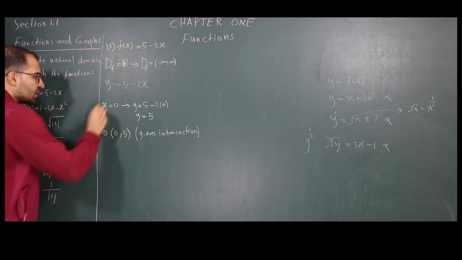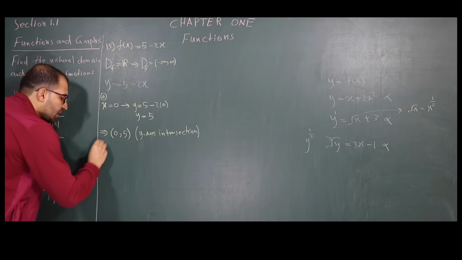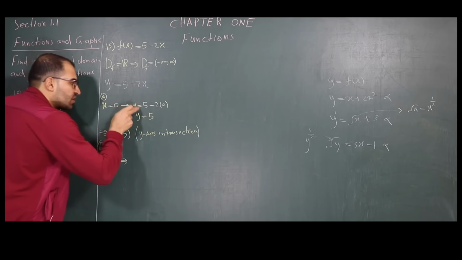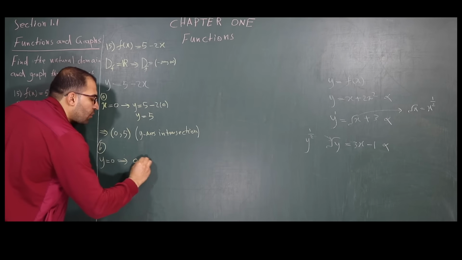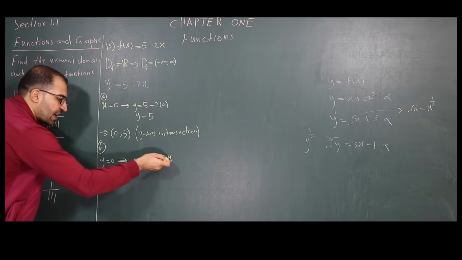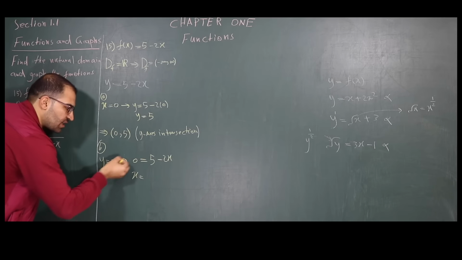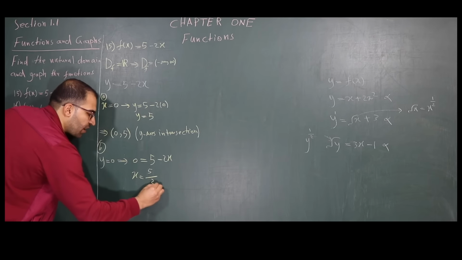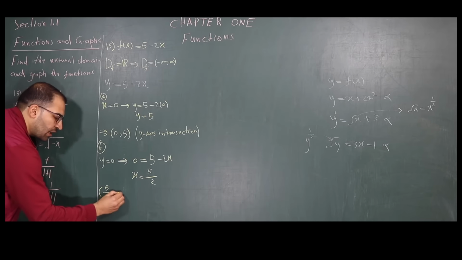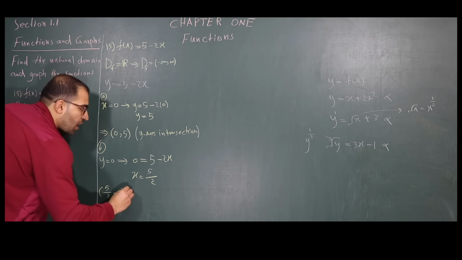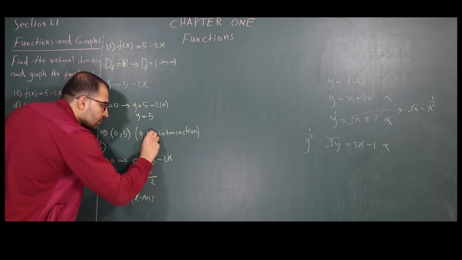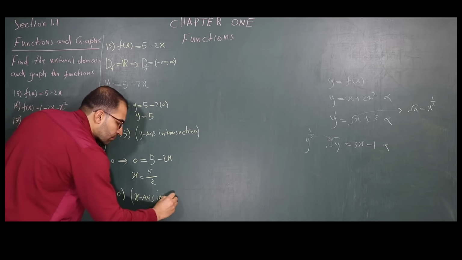Okay, now let's call this A, B. We need to assume that y equals 0. I'm going to substitute it in here, so I will put y equals 0 and then 5 minus 2x. I will find x, so I will move it to this side and divide by 2, so x is 5 by 2. So the point will be 5 divided by 2, and y is just 0. I will call this the x-axis intersection.